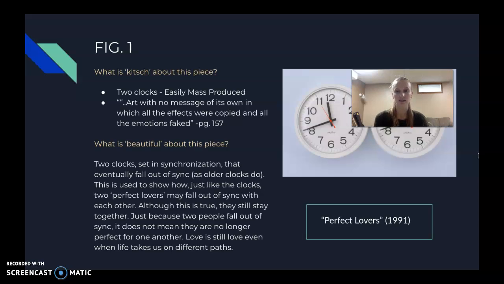Although this is true, they still stay together. Just because two people fall out of sync does not mean they are no longer perfect for one another. Love is love even when life takes you on different paths. And personally, I think that's a very beautiful meaning.